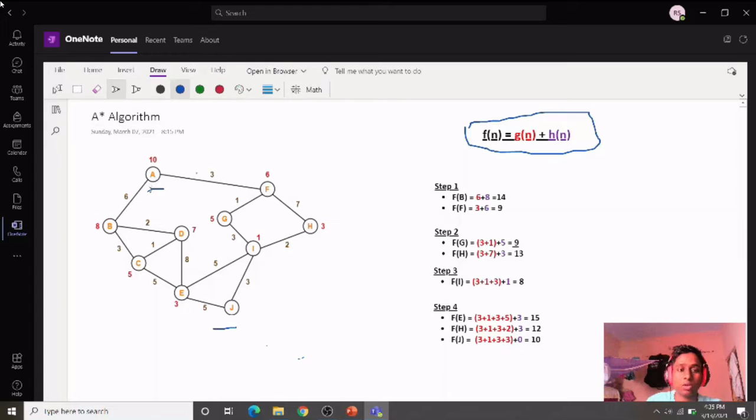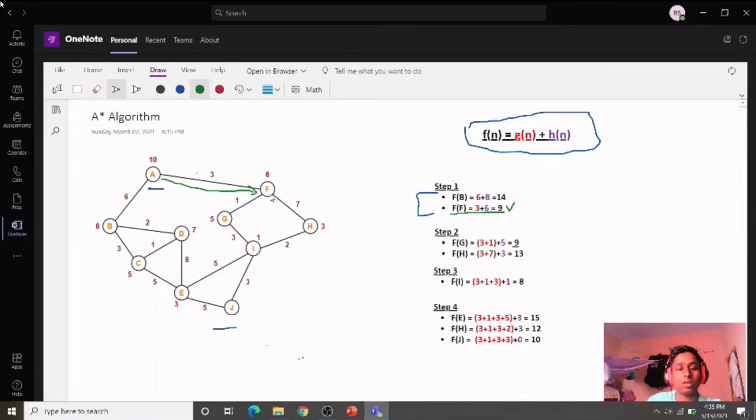So we have to start from node A. Node B and node F are both connected to node A. So first we have to find the values of f(B) and f(F). In step 1 I have found the values of f(B) and f(F). You can see that f(F) has a smaller value as compared to f(B), so we will move from node A to node F.